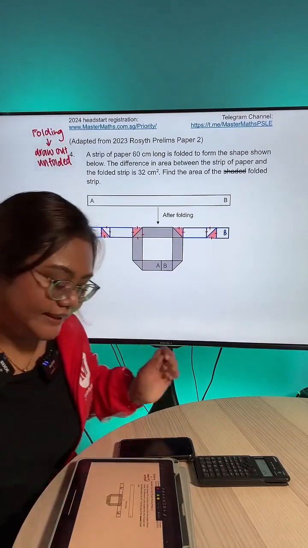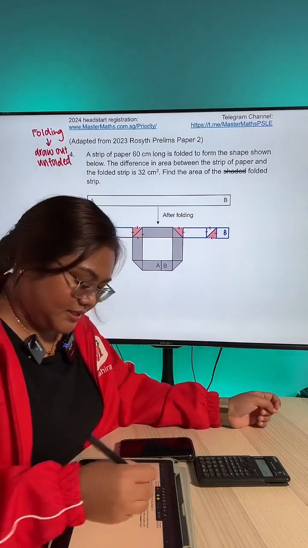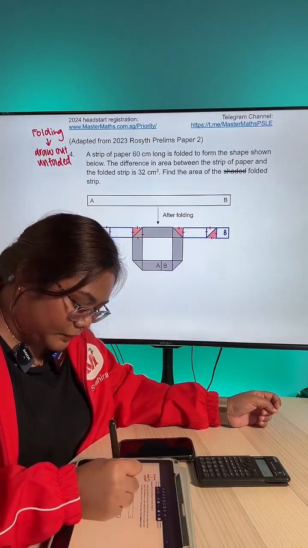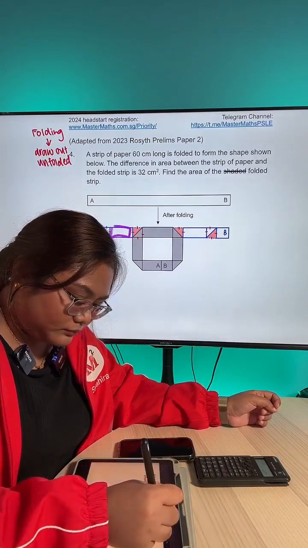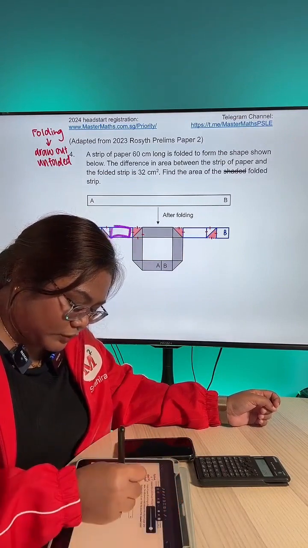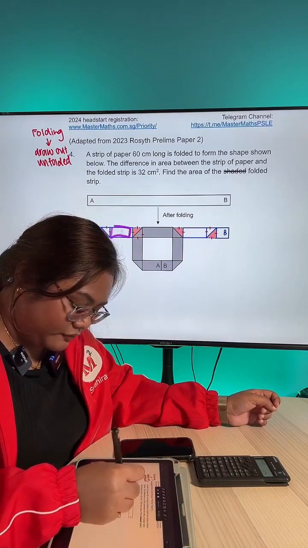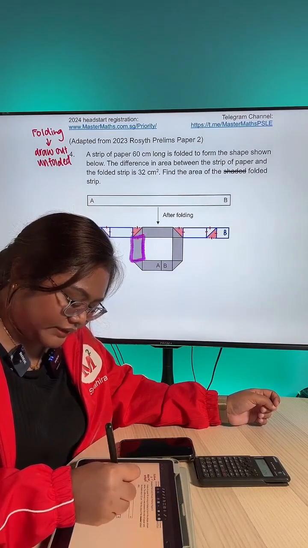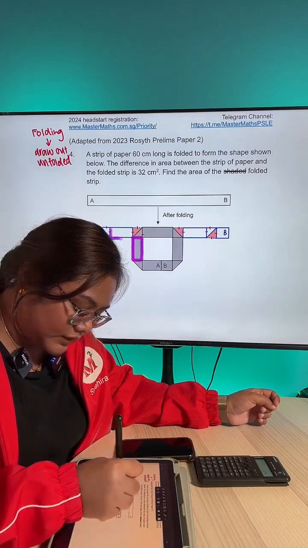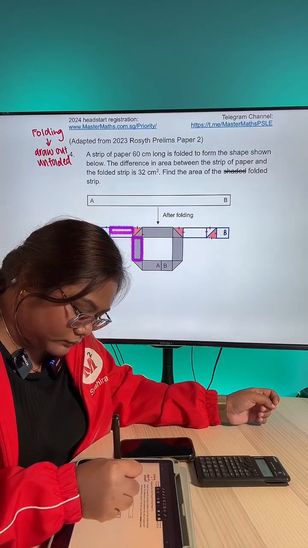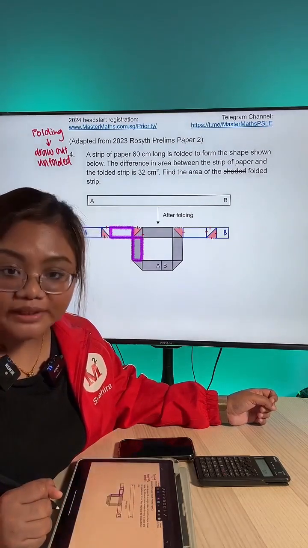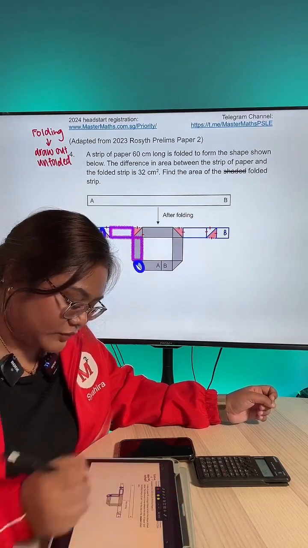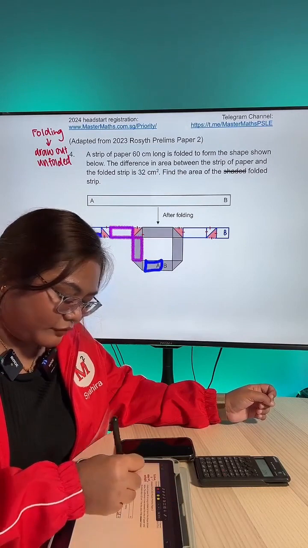Alright, so how did I get this? Let me use colors one more time. Purple. This part will go, or actually came from here. Okay, this rectangular part, unfold, comes here. Okay? Then similarly, the triangle, unfold goes there. This part A, unfold goes there.